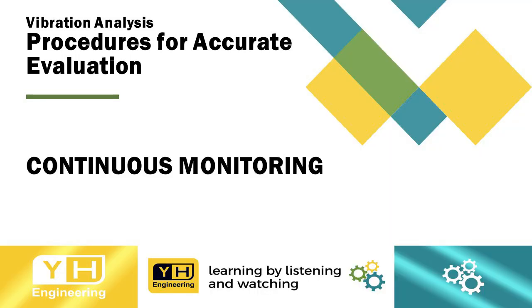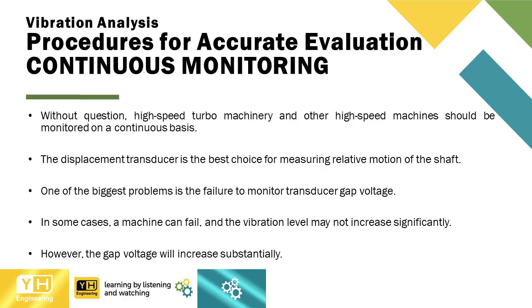Vibration analysis. Procedures for accurate evaluation of machinery condition. Continuous monitoring. Without question, high-speed turbo machinery and other high-speed machines should be monitored on a continuous basis. The displacement transducer is the best choice for measuring relative motion of the shaft. One of the biggest problems is the failure to monitor transducer gap voltage. In some cases, a machine can fail, and the vibration level may not increase significantly. However, the gap voltage will increase substantially.